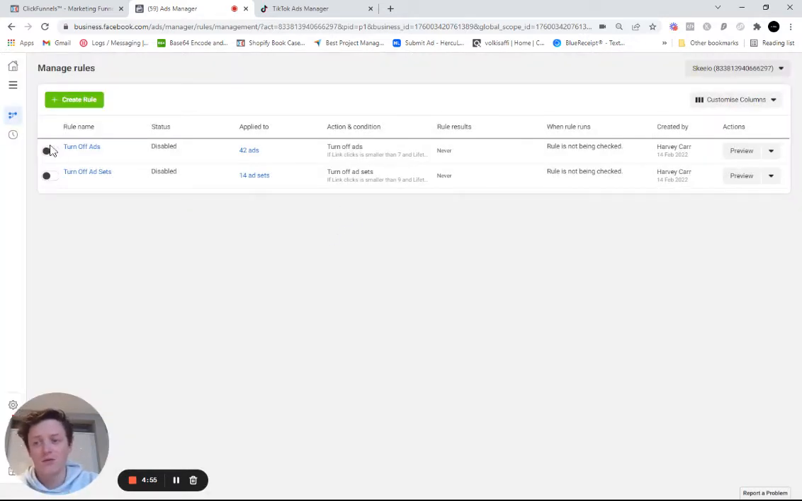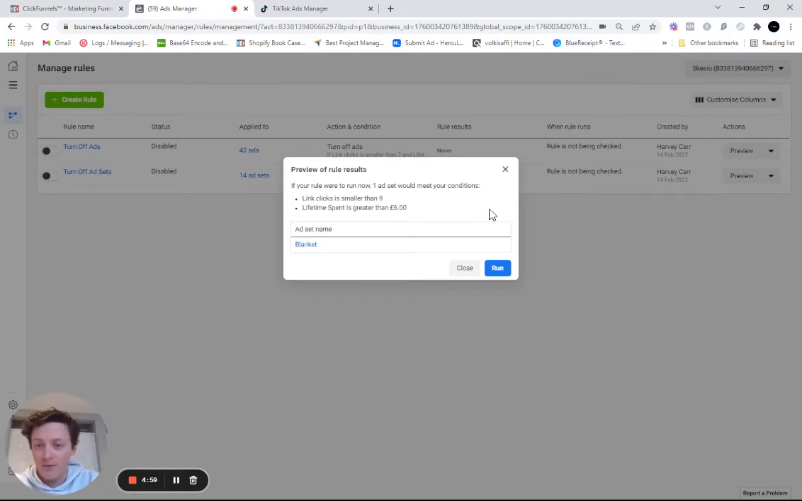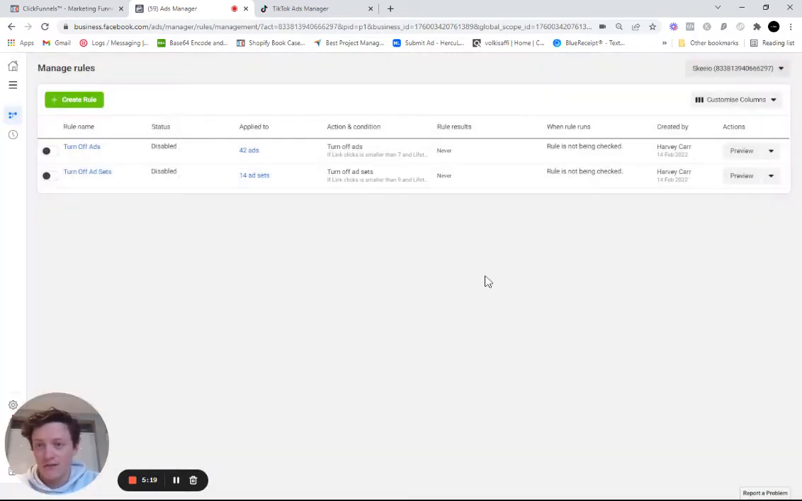I also set up a rule to turn off my ad sets, and that is exactly the same thing. I just gave them a bit more time. You can see here, if it's spent greater than £6 and it's got less than 9 clicks, turn off the ad set. And I'll do the maths now, but I think that was around 80 pence cost per click. So 6 divided by 9, 66 pence, which is, again, very similar to the ads. If the ad set is too expensive, turn off the ad set.